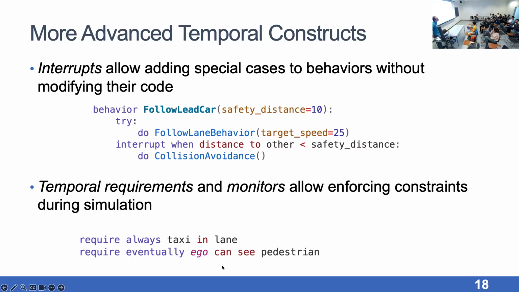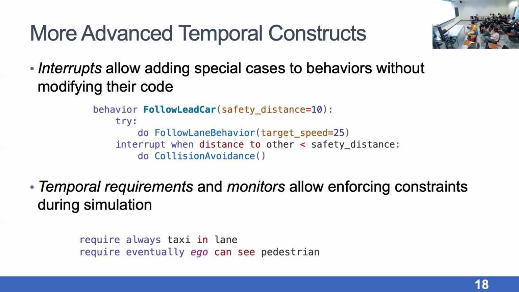Yes, the second is dependent on the behavior of the... It is. So Scenic is going to be checking this during the simulation. If the simulation finishes and at no point was the ego able to see the pedestrian, Scenic will say, this did not satisfy our requirements, throwing out the simulation, let's generate a new one.